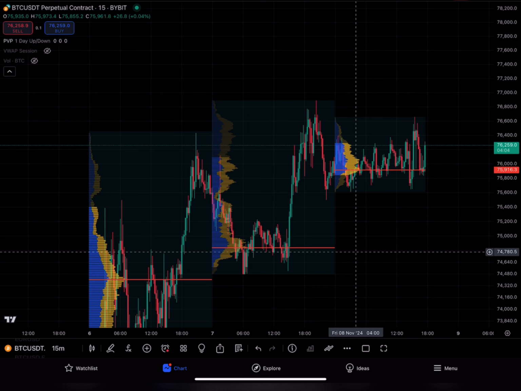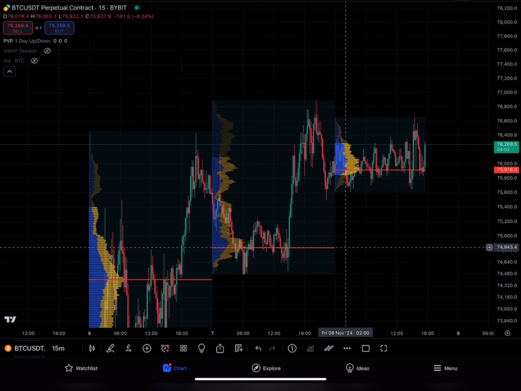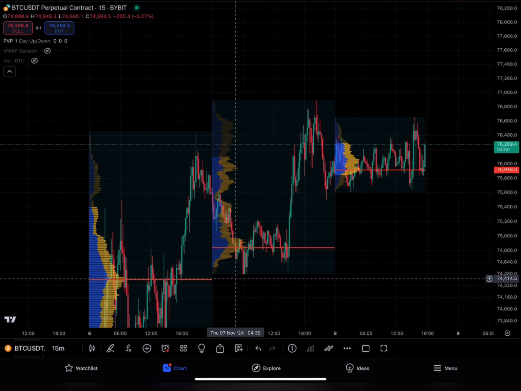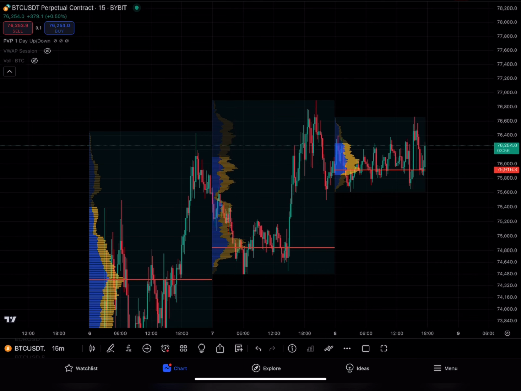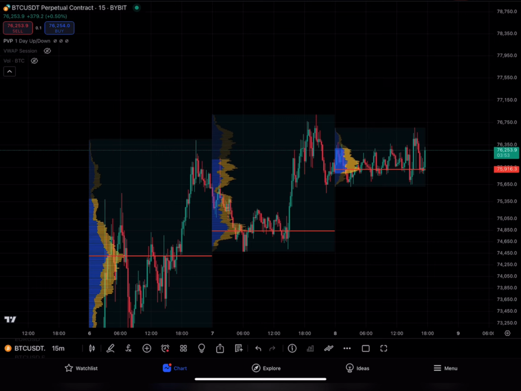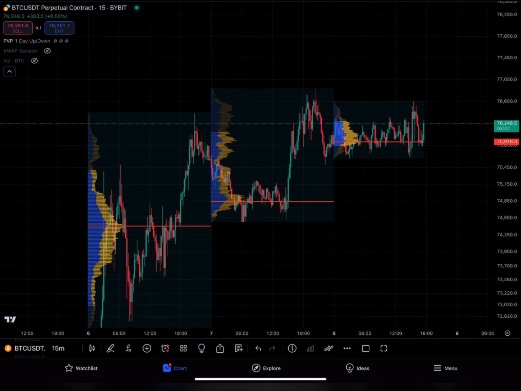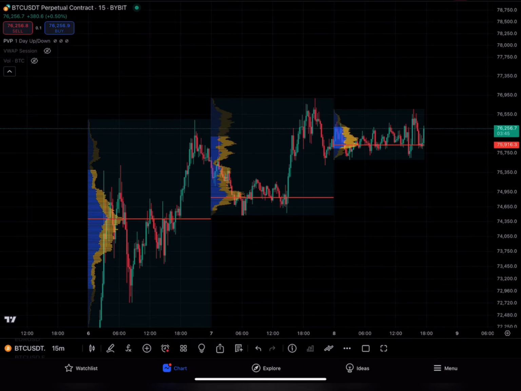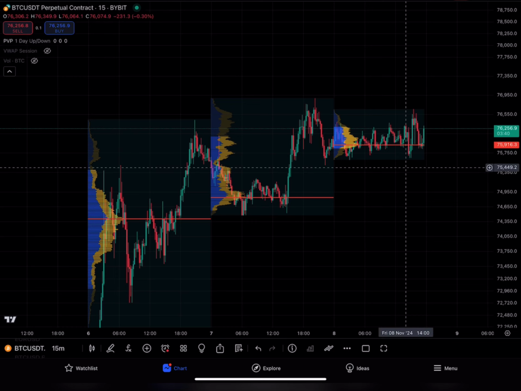So yesterday, the level was 74,843. The day before that, it was 74,400. So what I would advise a beginner to do is look for positions below the previous day's point of control if you're looking for longs. Because most likely, if you want to have a rewarding position, you don't want to enter the market at the highs.